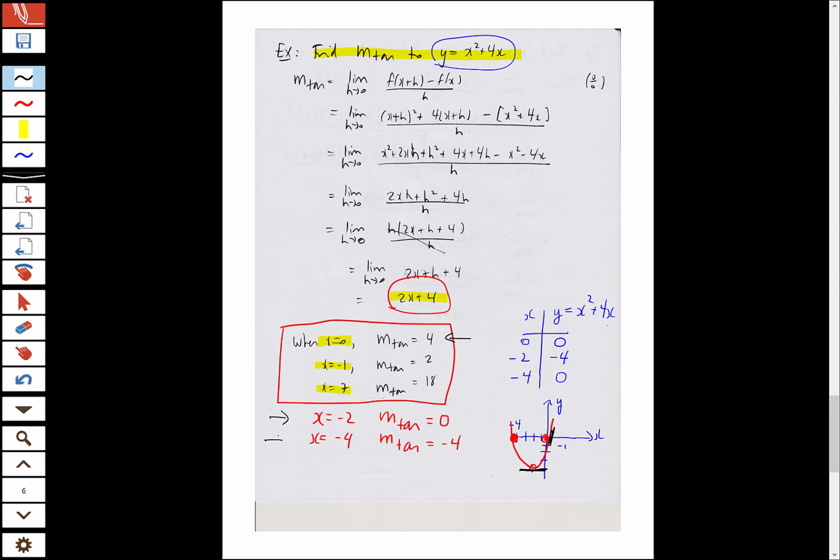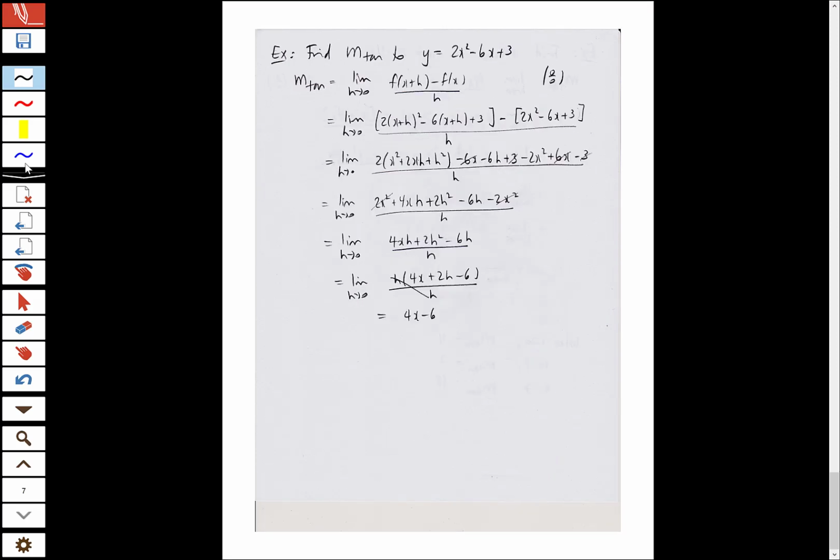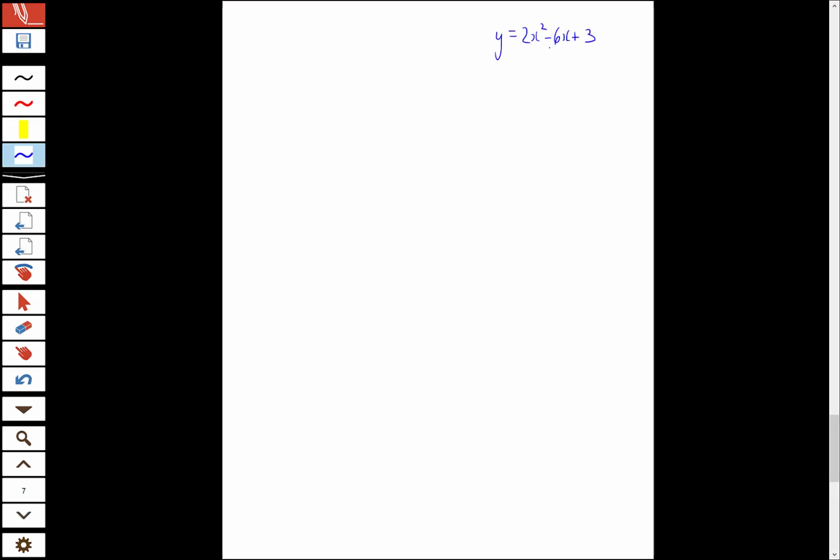And when x equals -4, we're talking about that point there on our graph. Yes, the tangent line would have a negative slope. -4 seems reasonable. So similar kind of problem as before, just a little bit more practice with the algebra. Let's find the slope of the tangent line to the curve y equals 2x squared minus 6x plus 3.